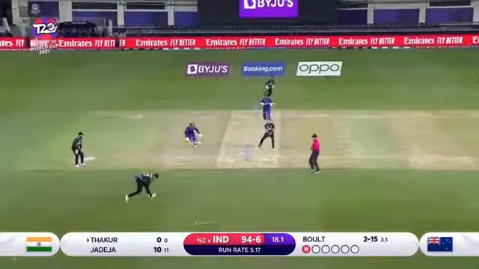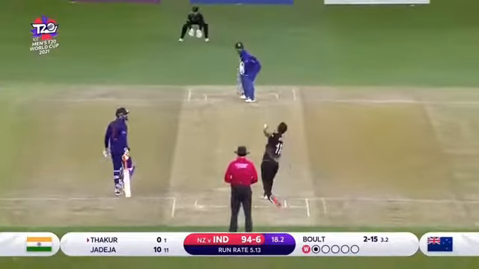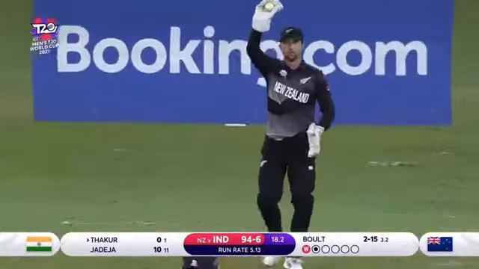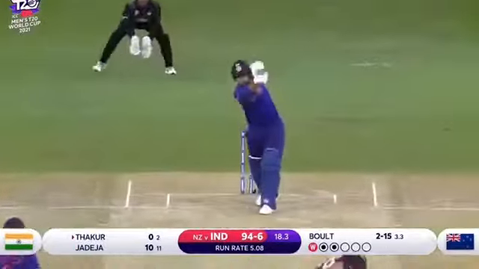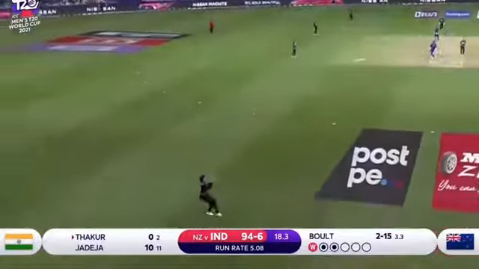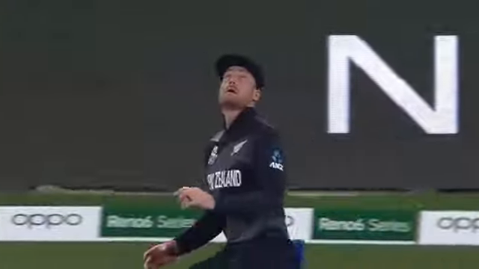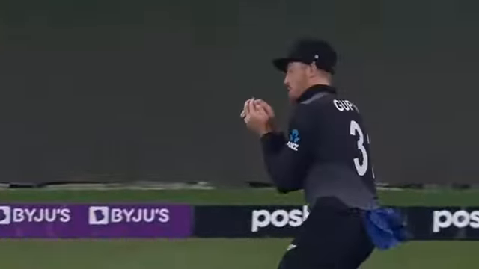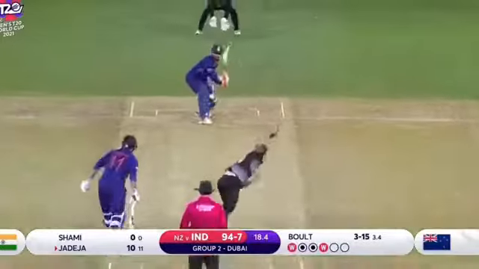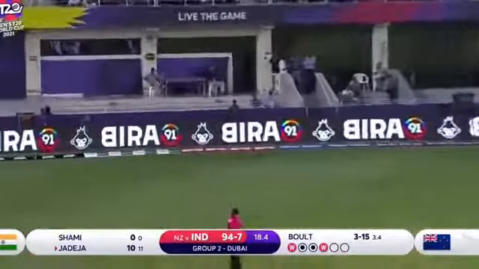Off the mark straight away, no. Again, will this be taken to Martin Guptill underneath it? Safe pair of hands. And 50th wicket for Trent Boult. India in at number 9. Swung away, missing his length there. And a bit of respite for the Indian fans.